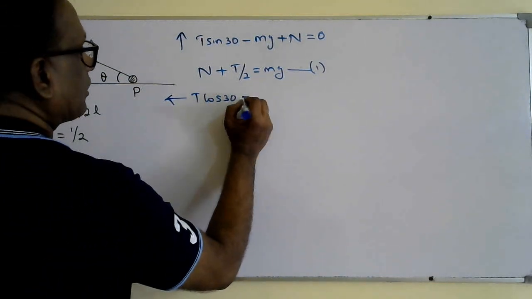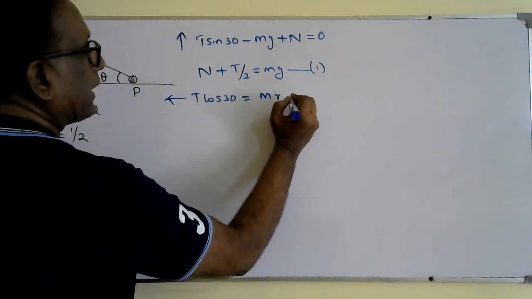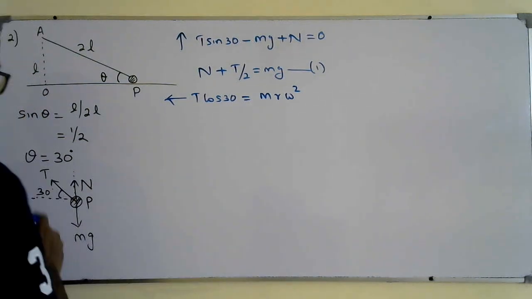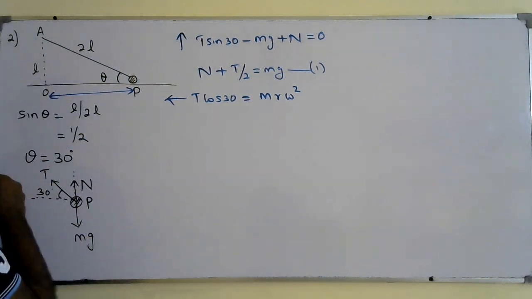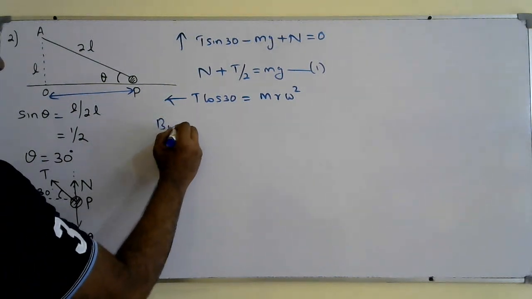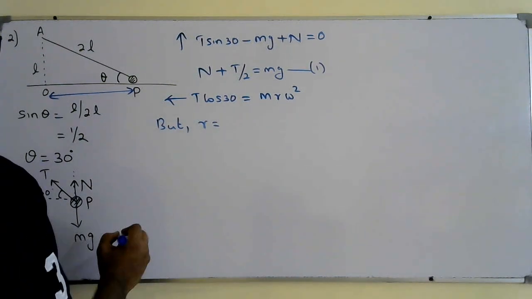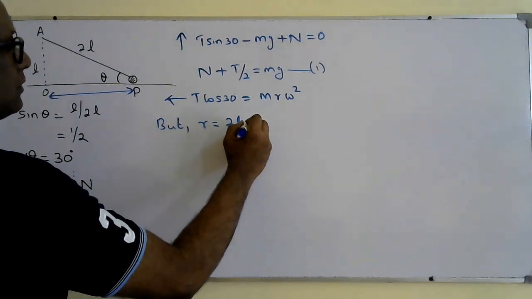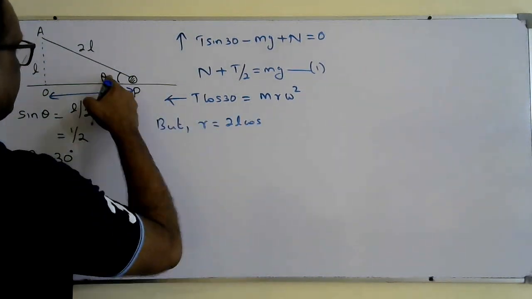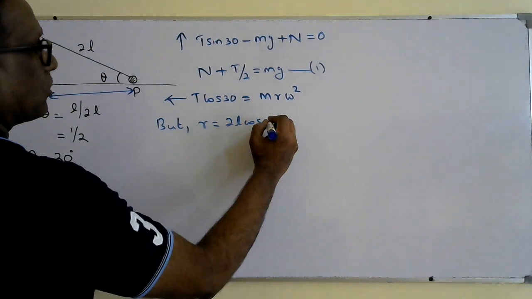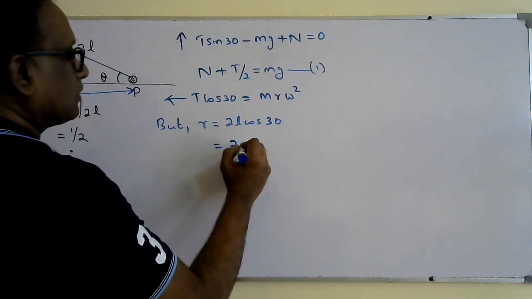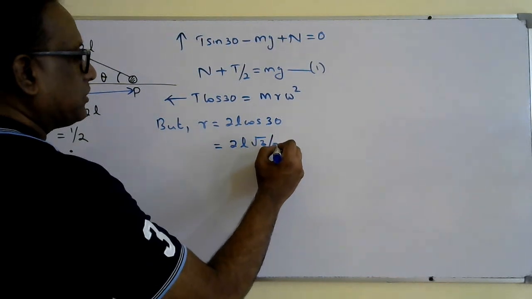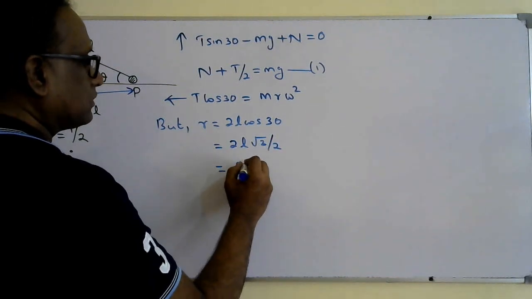T cos 30 is equal to m r omega squared. Okay, but what is the r? This is the r. In this right angle triangle, r is equal to 2l cos 30, theta is 30. So that is 2l into root 3 by 2, so the radius is L root 3.